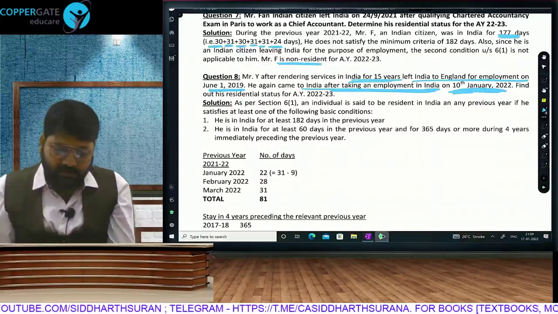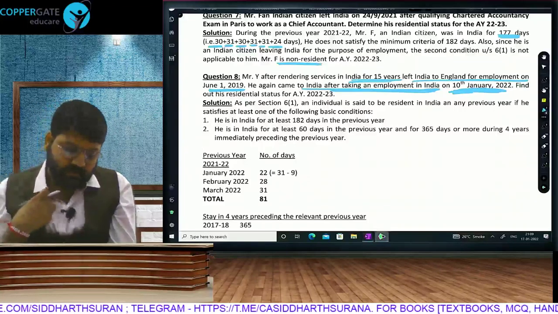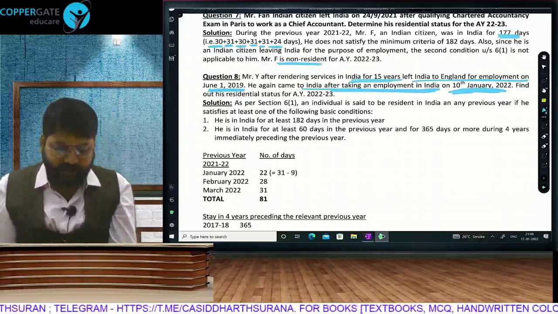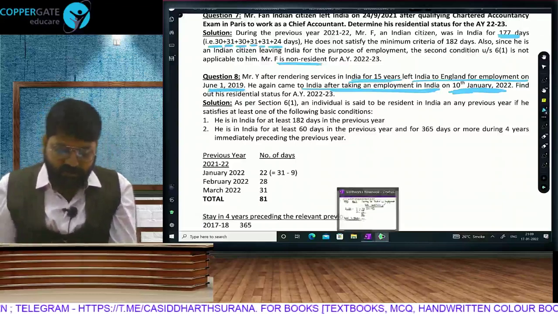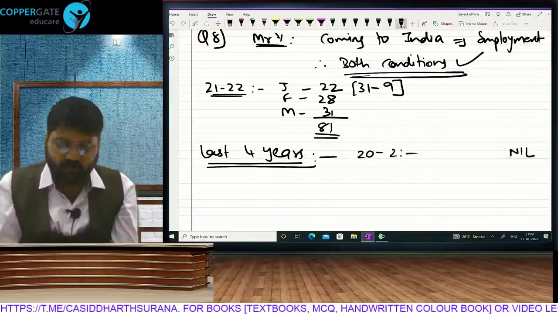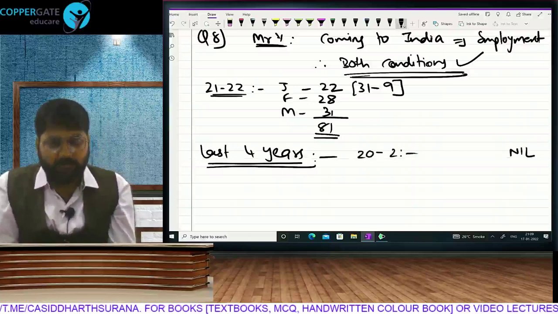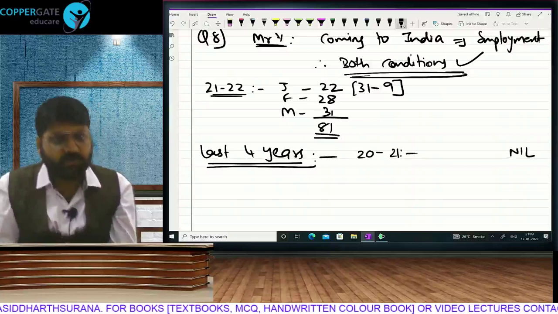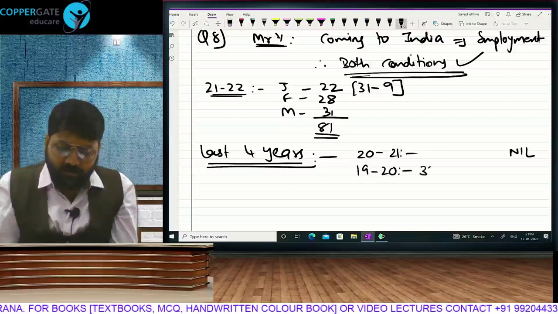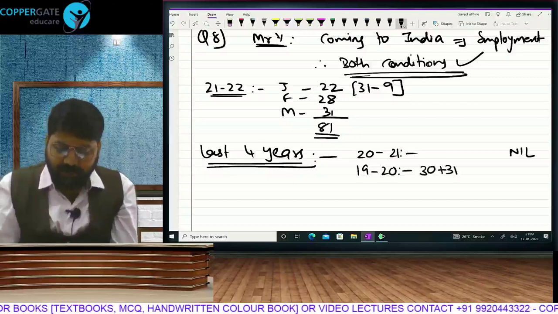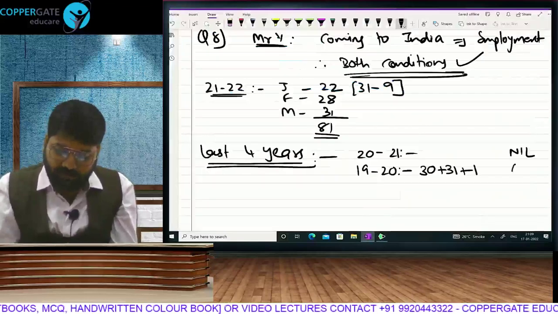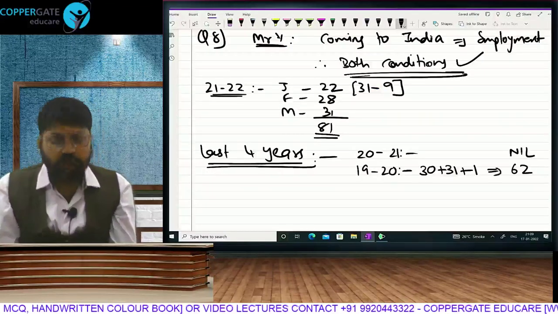So check now. When did he leave India? In 2020 he left. Okay. That means, can I say, like the previous question, 2021 he was not in India at all? 2021. He was not in India. 2020 he left. That means April he was in India. May he was in India. And I think he left India on 1st of June.